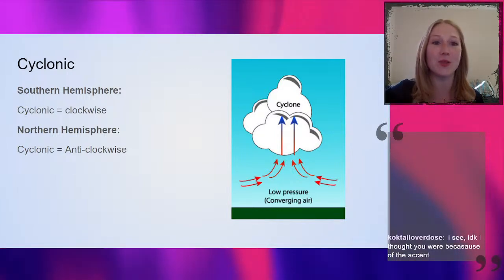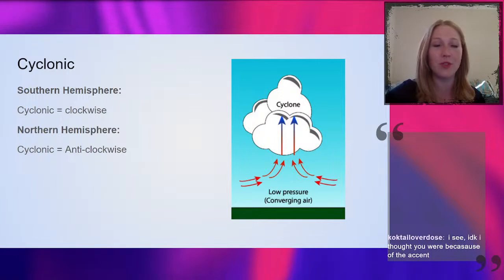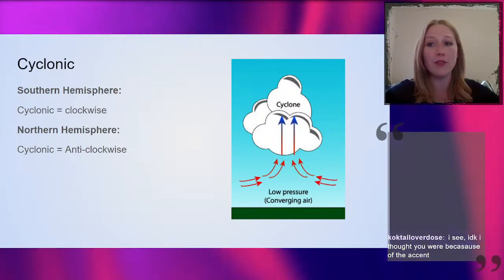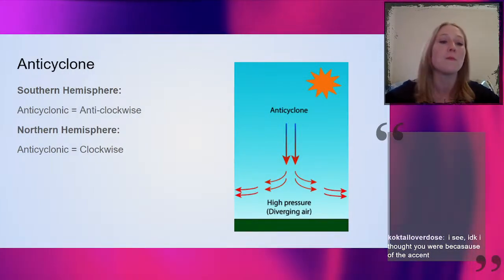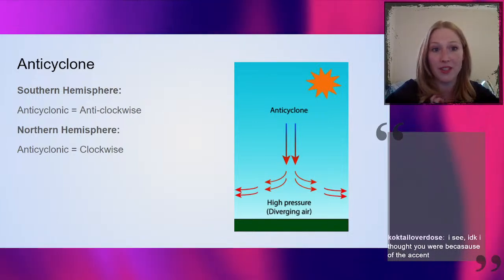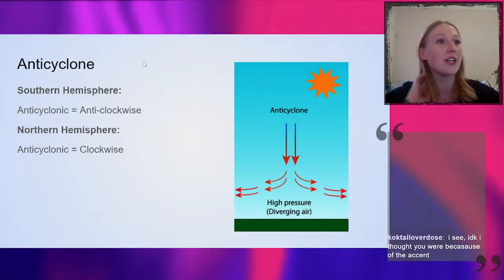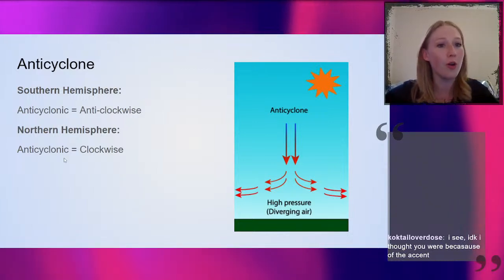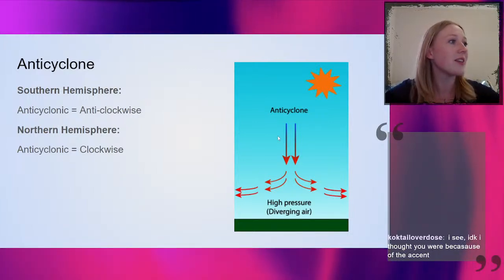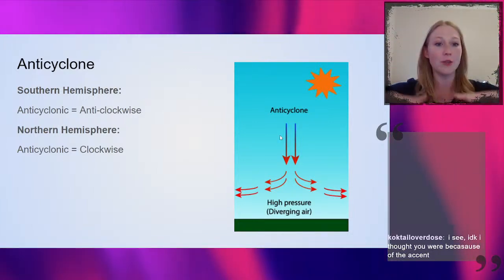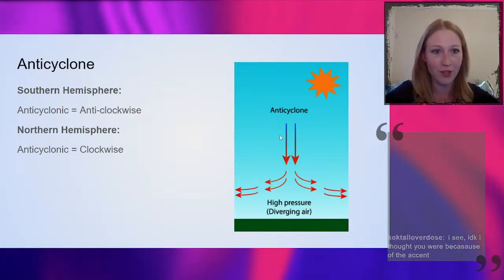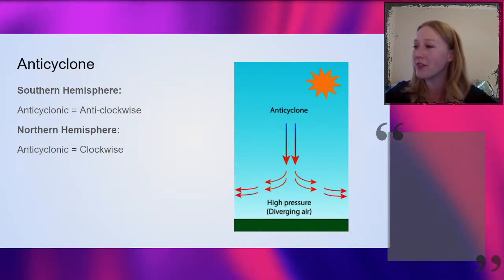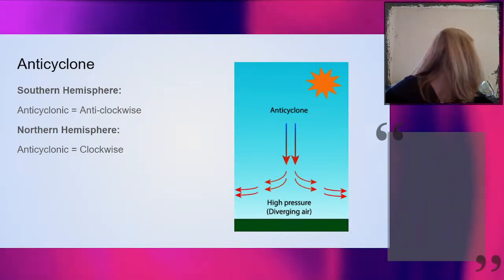So cyclonic is where you have a low pressure system, so air is rising off of the ground. And then anticyclonic is the opposite. So anticyclonic, it goes anti-clockwise in the southern hemisphere, clockwise in the northern, and the air is sinking and pushing onto the ground. Okay, all of that fairly clear so far?